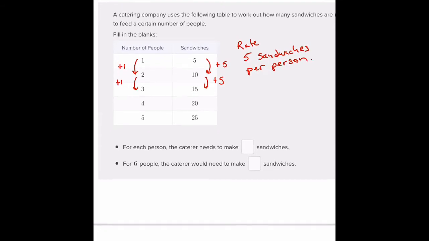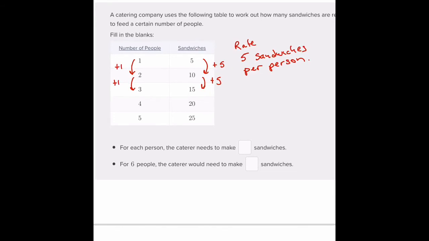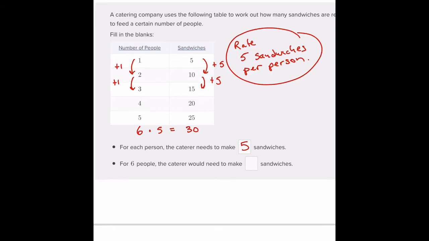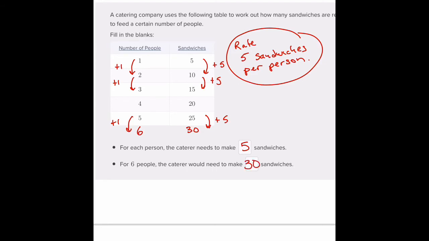So let's see if we can use this information with the bullet points. For each person, the caterer needs to make 5 sandwiches, and that comes from our rate. For 6 people, the caterer would need to make how many sandwiches? Well, we have 2 ways that we could do this now. We could do 6 times 5 equals 30, or we could say, as this increases by 1, this increases by 5. Either way, we've proven that 6 people would get 30 sandwiches.